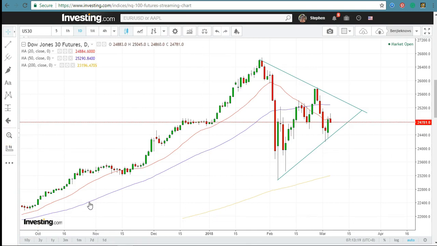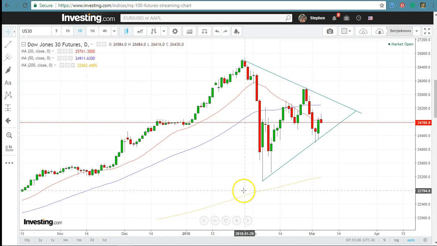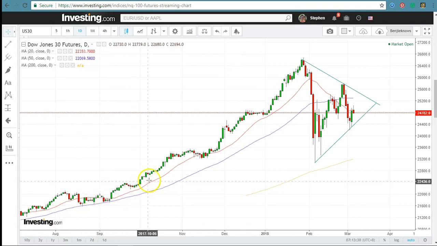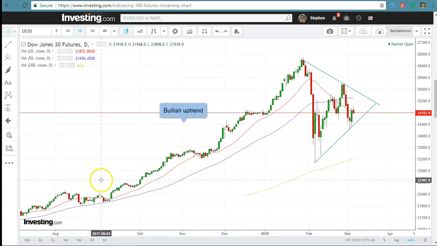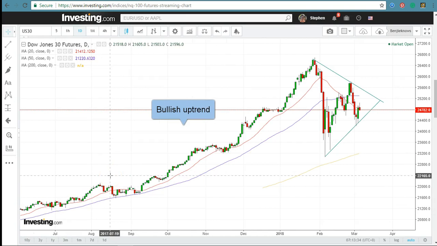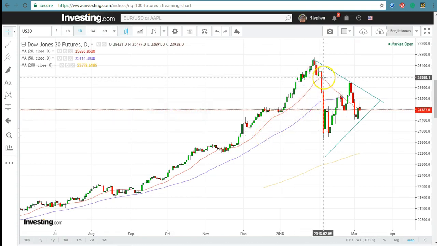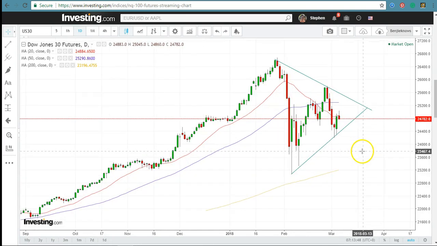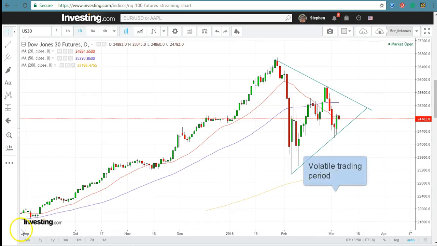Now I have in front of me what we can see is the Dow Futures. As you can see, the Dow Futures had a very nice trend run up from basically most of 2017 up to late January, a very nice smooth run up. But then in early February, the stock market collapsed, and now we are in a very volatile trading period.